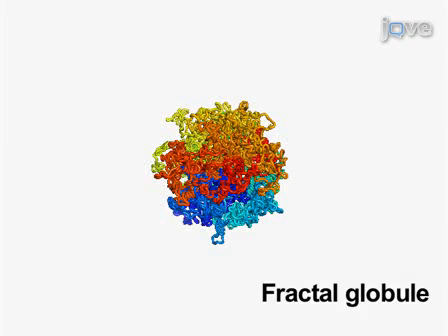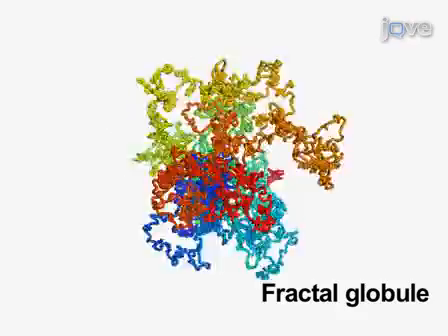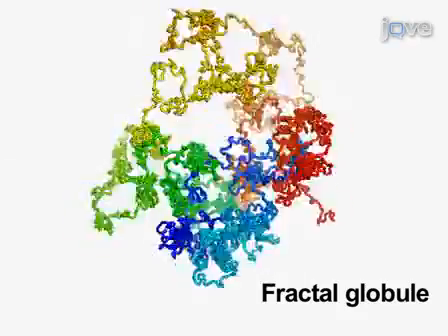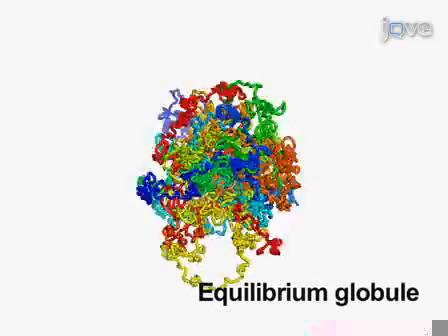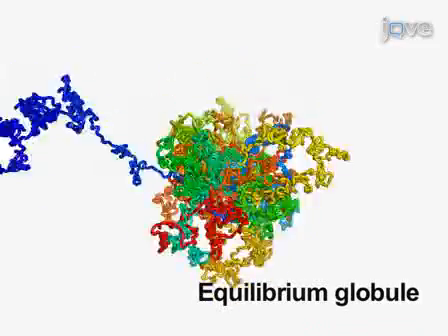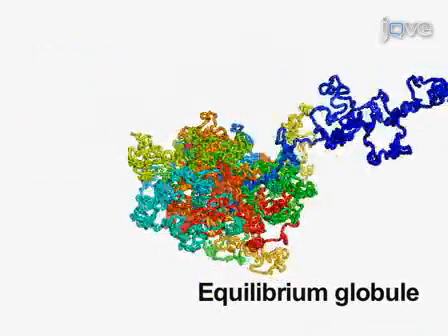The lack of entanglements can also be demonstrated by removing the force constraining the globules and allowing the globules to expand. The fractal globule rapidly decondenses, whereas the equilibrium globule does not because it is too knotted.